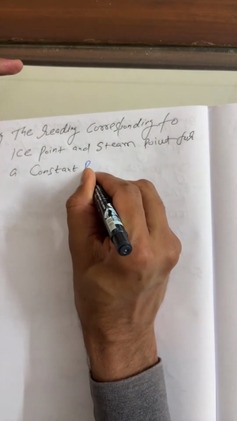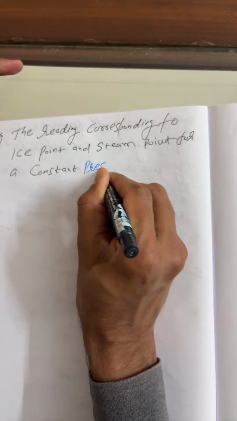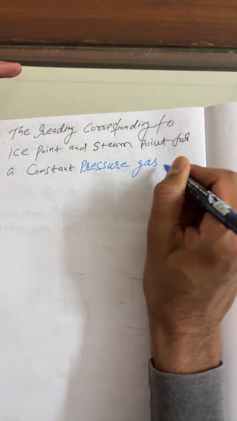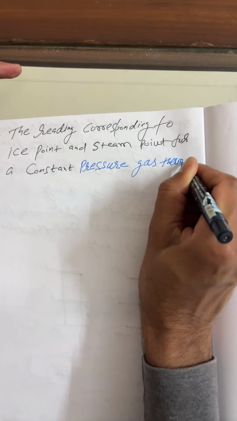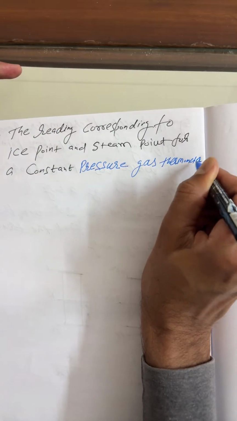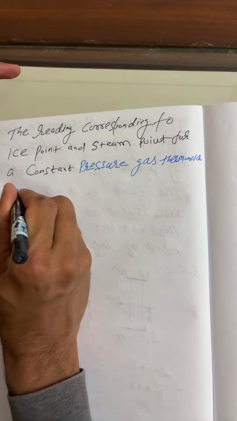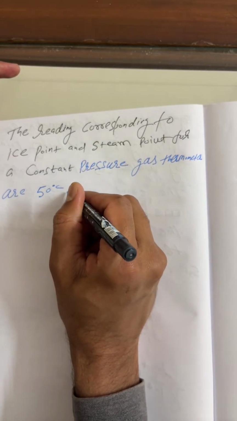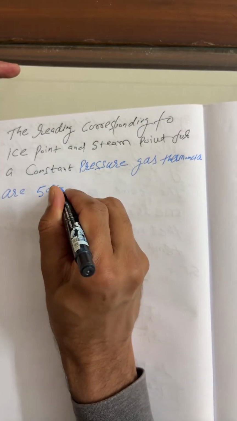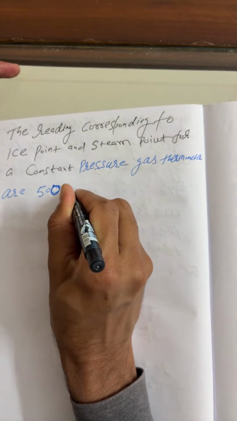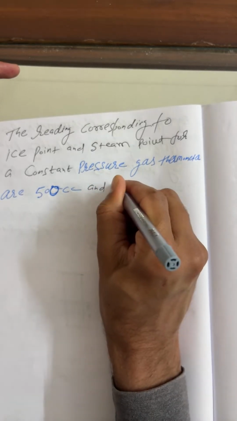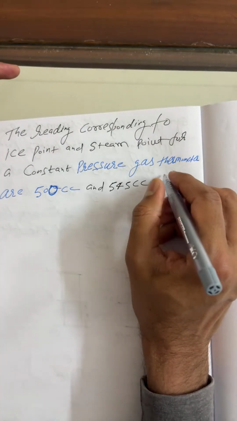for a constant pressure gas thermometer. You can take 500 cc and 545 cc.